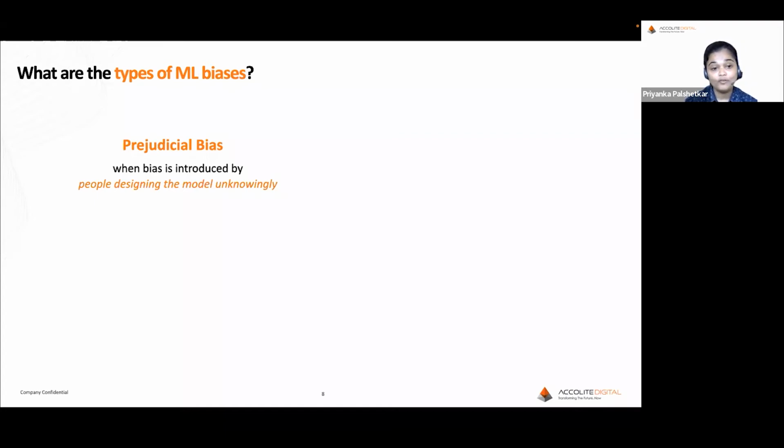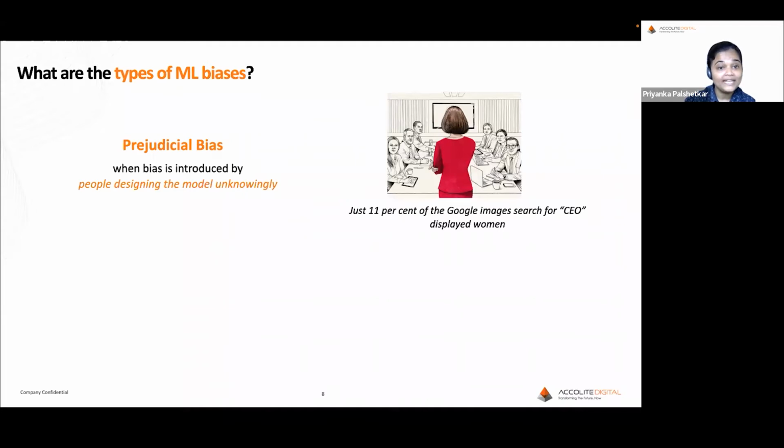Now, one example of a prejudicial bias is of a 2015 study, which showed that in a Google Images search for CEO, just 11% of the search results had women in them, even though 27% of the CEOs in the US are female. That's a prejudicial bias because when we think about a CEO of a company, our first instinct is to think of a man, unknowingly, but yes. And that gets reflected in our data as well, which the machine picks up when we train it.